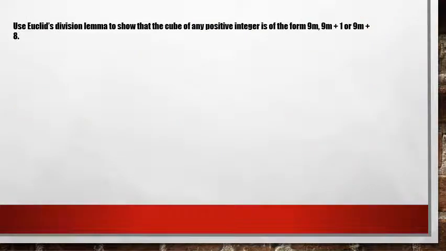See, now in this question you have to do the cube. This is the keyword. Cube of the positive integer of the form this you have to prove. Okay. Now again, by Euclid's division lemma, you have a is equal to bq plus r, where this is the condition, right? Now what are the possible values of r?